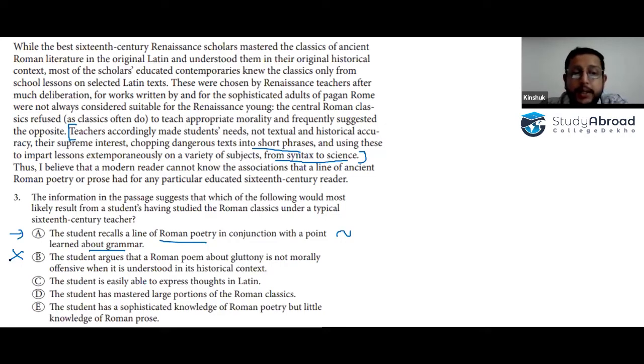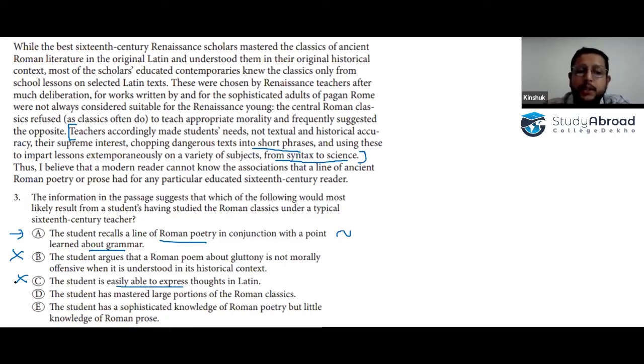Then answer choice C. The student is easily able to express thoughts in Latin. So how easily he is able to express thoughts in any language? That is not the concern here. That is not what the teachers are doing there, right? That is not what the students are learning. They might have learned the Latin language. They might be able to easily express themselves, but the focus of the passage is not that. So we cannot choose this as an answer.